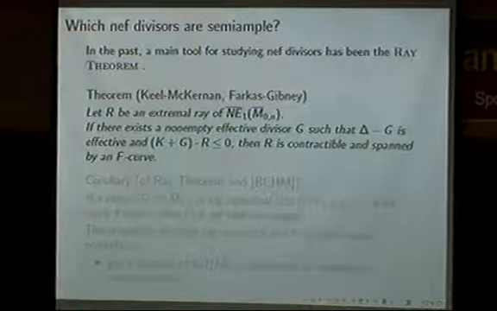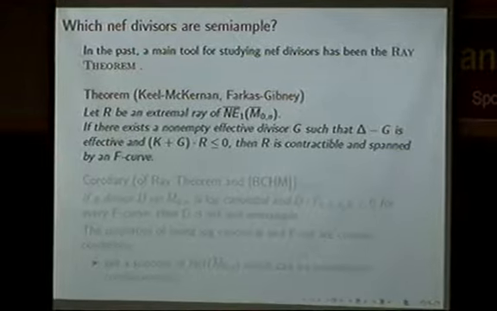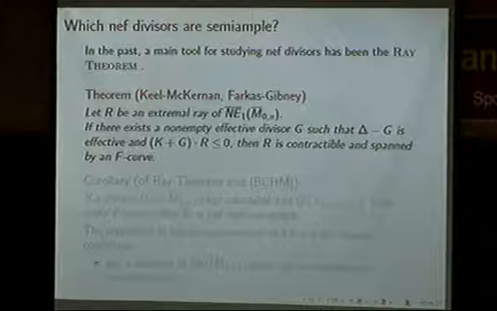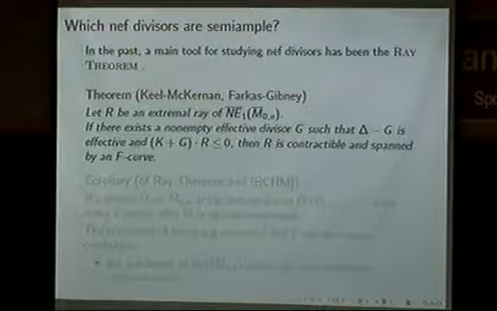Okay, and the Ray theorem tells you that certain extremal rays of the cone of effective curves are spanned by these F curves. So if you have an extremal ray of the cone of effective curves, and if you can also find an effective divisor G such that delta minus G is also effective, and K plus G intersects this ray non-positively, then your ray is contractible, and moreover, it's spanned by an F curve.